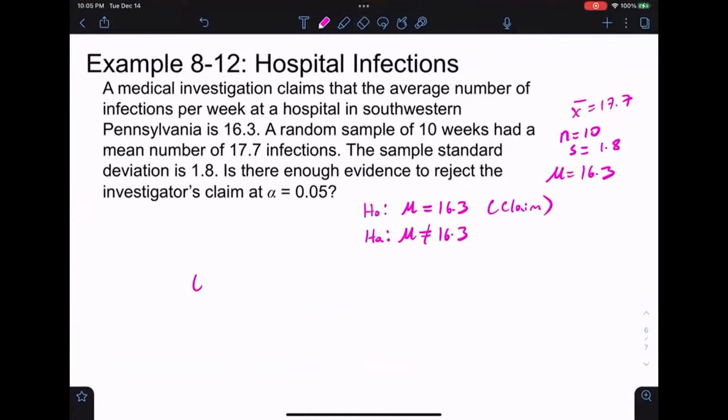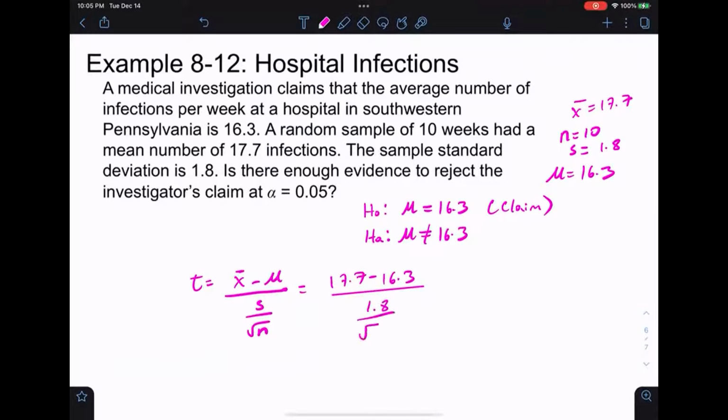So this is a t-test. This is x-bar minus the mean over the sample standard deviation divided by the square root of the sample size. So x-bar equals 17.7 minus the mean, 16.3. The sample standard deviation is 1.8, n is 10. So let's compute this. 17.7 minus 16.3 is 1.4, divided by 1.8 divided by the square root of 10. You get 0.5692. 1.4 divided by that number is 2.46. Okay, so that's my t-test.